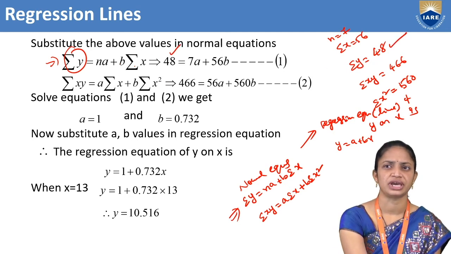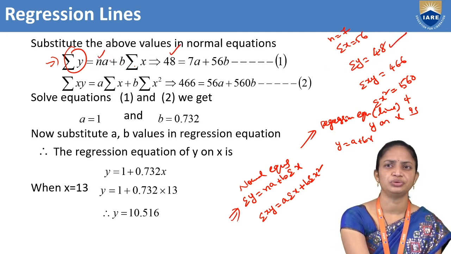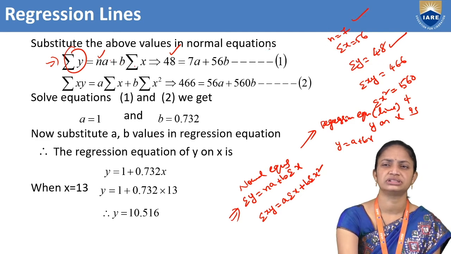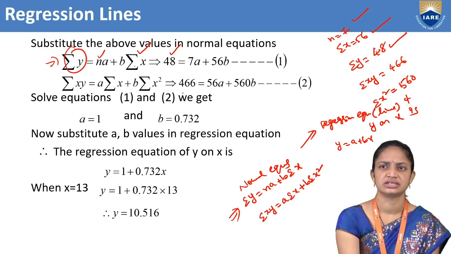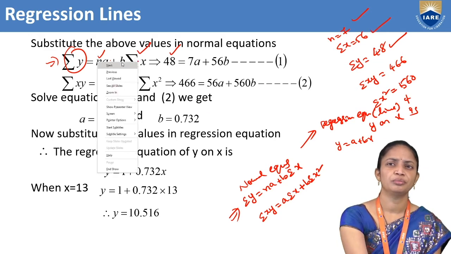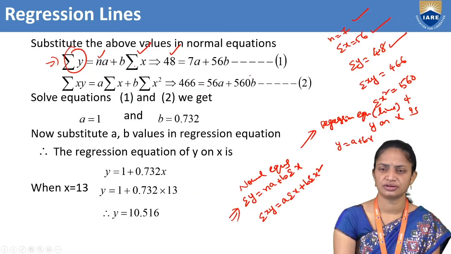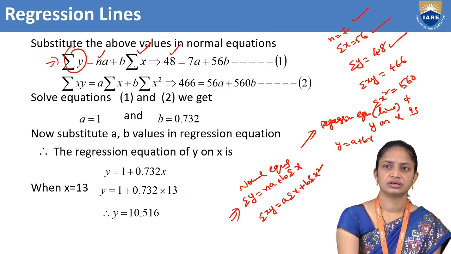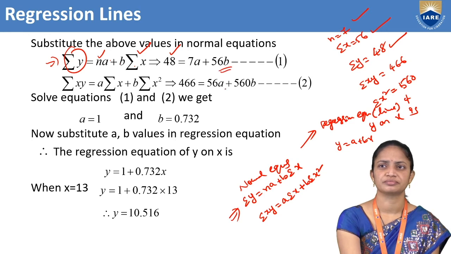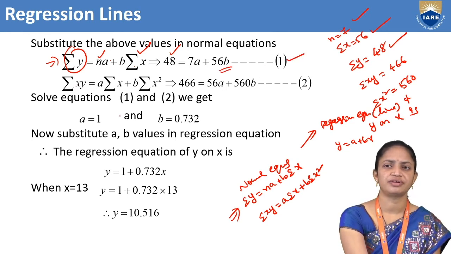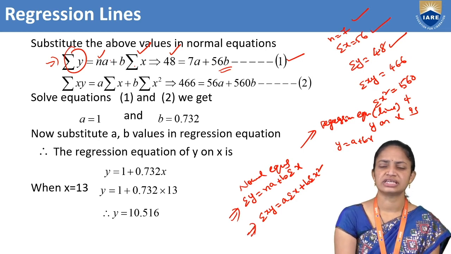Summation y is 48, that is equal to n into a. What is the n value? N value is 7. So 7a plus b into summation x. Summation x value is 56, so that is 56 into b. Let us consider that equation 1.